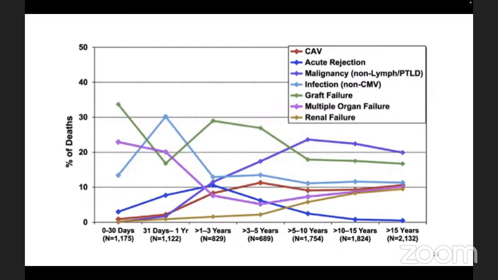So let's start with this slide. I think my colleague previously discussed it as well, but basically it demonstrates the most common causes of death post-transplant. And as you can see, within the first month post-transplant, graft failure is leading. However, after that, up to 1 year, the most common cause of death would be infections. Between 1 to 5 years, graft failure leads again. And beyond 5 years, usually the most common cause of death is malignancy, followed by graft failure, and followed by CAV.